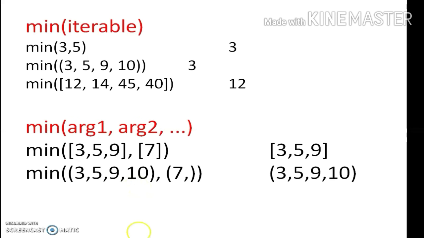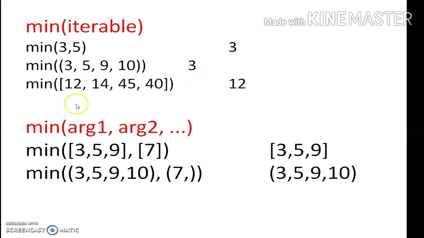Next one, minimum. Min of iterable and min of arg1, argument 2, etc. Two methods. First one, min of iterable. In this case, min of 3, 5 means it will return the minimum of 3 and 5, so it will return 3 as the answer. Second example, min of 3, 5, 9, 10. This one is a tuple. Among these numbers, 3 is the minimum number. That's why it will return this 3 as the answer.